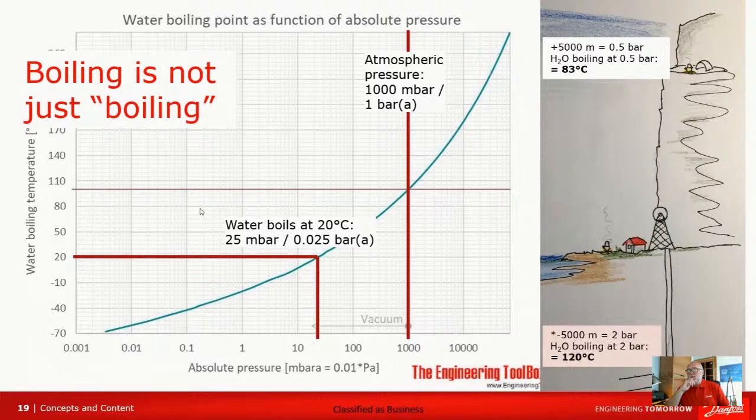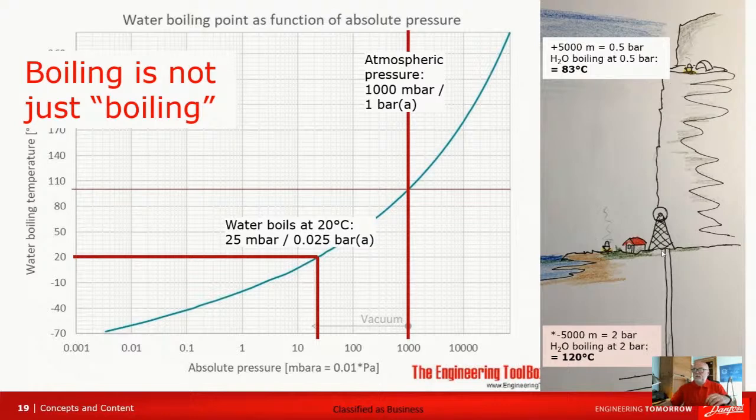Yeah, let's see if we can move on. But boiling is not just boiling. And this is where it starts to get really funny. Because if we're still talking about water, we have been working at sea level, or rather, you can see it here, the atmospheric pressure at 1 bar or 1 atmosphere. That would be at sea level. So water boils at 100 degrees at sea level. But if you go up in height where the pressure is lower, then the boiling temperature will be lower.